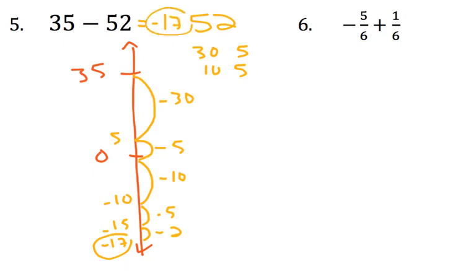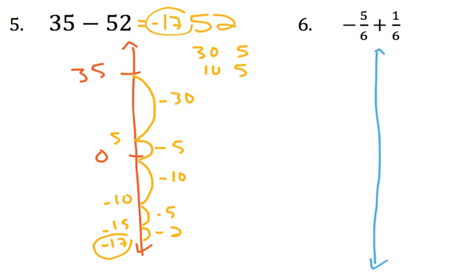You could totally break that up any way you want, as long as you go down a total of 52. All right, so number 6, now we start to get into the 7th grade level problems. So negative 5/6 plus 1/6. I'm doing these vertically, so let me do this one vertically too.